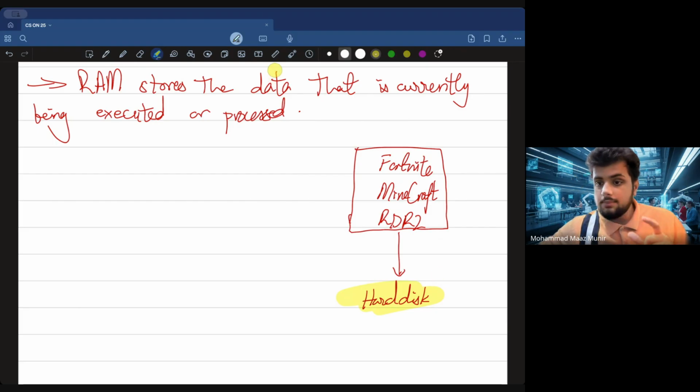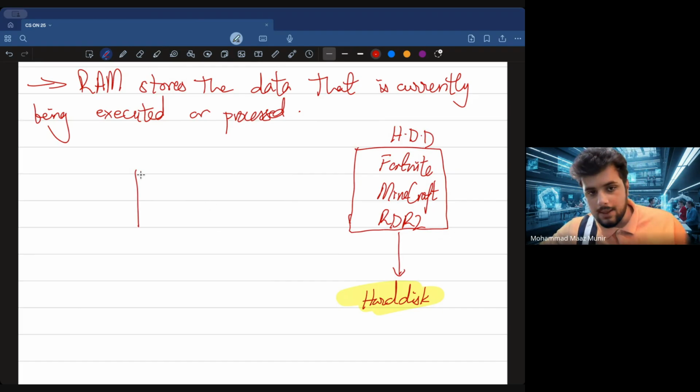But at the same time, we also say like this laptop has 256 GB SSD and has 16 GB RAM. Now let's say ये hard disk. This is your hard disk. HDD is the short form for hard disk drive. Okay. And now we have a RAM up here. This is some other memory place.